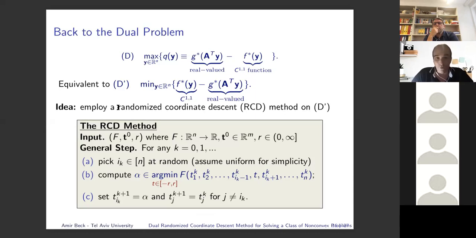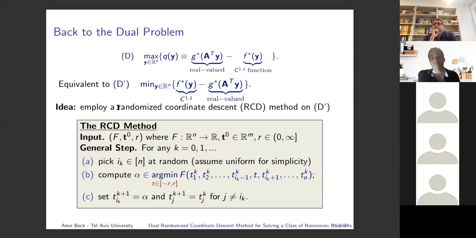What we can do, of course, when we look at dual problems, and this is very common in optimization, is to look at dual problems and employ some kind of decomposition method on the dual problem, something like coordinate descent.